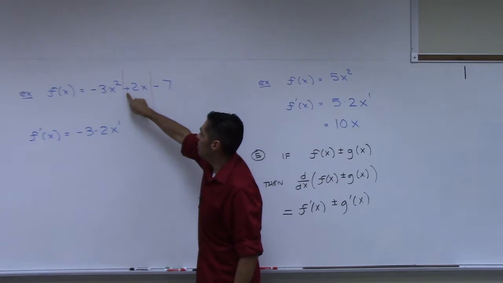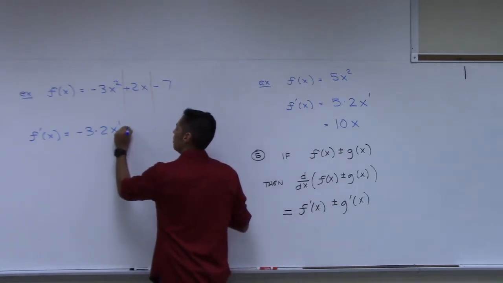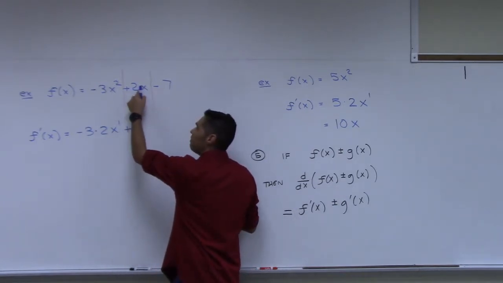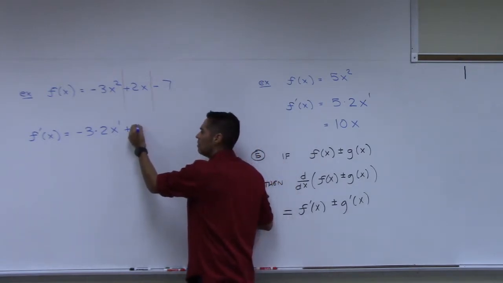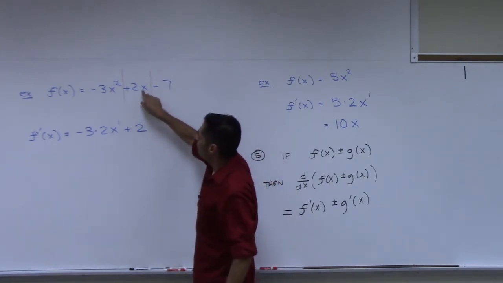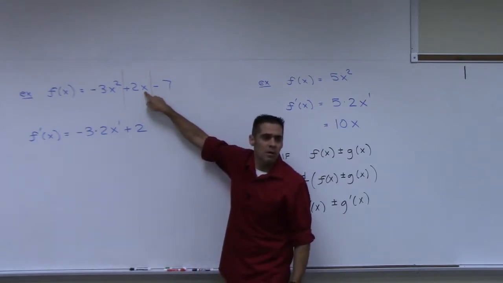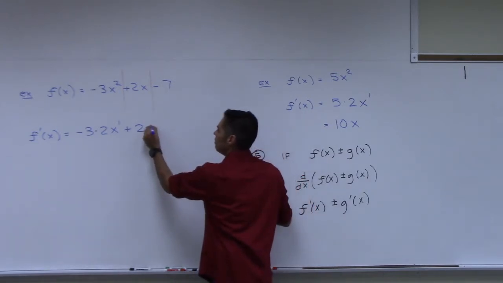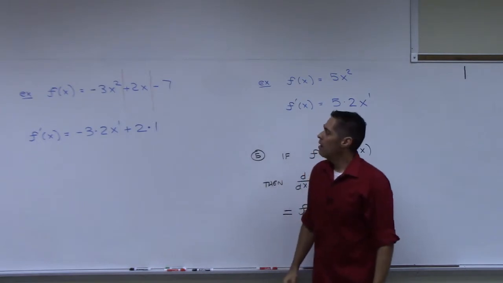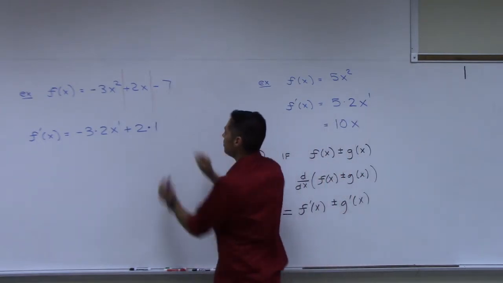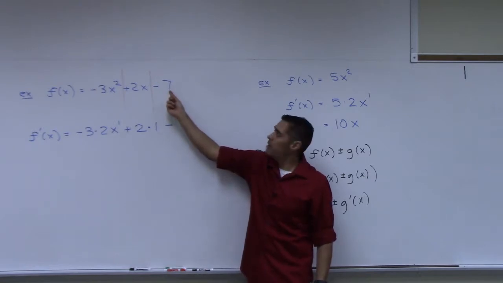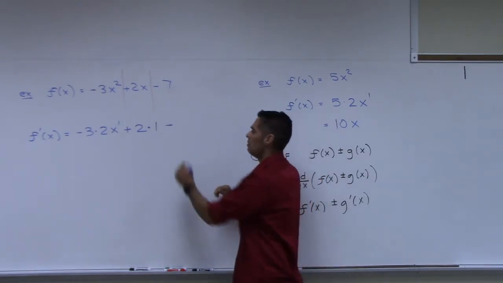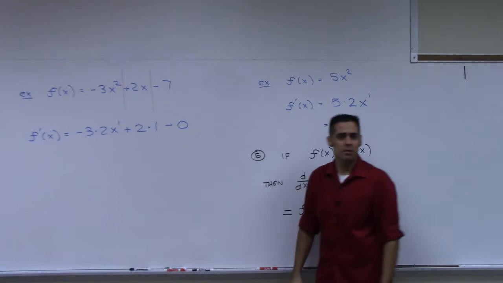I have a plus, don't I? Plus. Now, 2 is a constant, but it's attached to a function. So the 2 comes for the ride. And then you look at the x. What's the derivative of x? 1. So that's just 2 times 1. And then I go to the last part. I have a minus. And then I have 7 by itself. What's the derivative of 7? 0. Y'all see how that works?